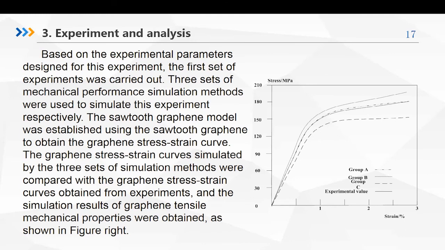Based on the experimental parameters designed for this experiment, the first set of experiments were carried out. Three sets of mechanical performance simulation methods were used to simulate the experiment respectively. The zigzag graphene model was established to obtain the graphene stress strain curve. The graphene stress strain curves simulated by three sets of simulation methods were compared with the graphene stress strain curves obtained from experiments, and the simulation results of graphene tensor mechanical properties were obtained as shown in figure right. There are group A, group B, group C values.